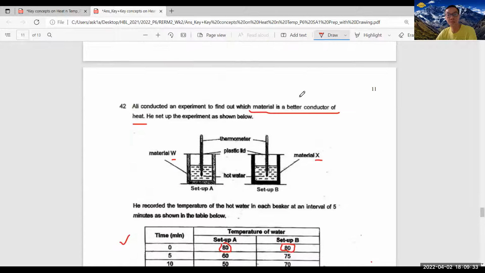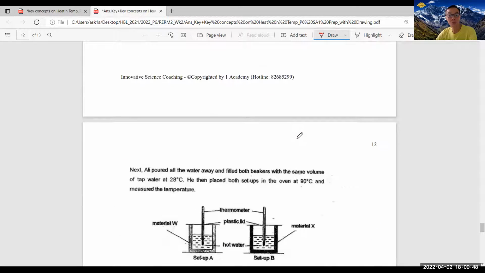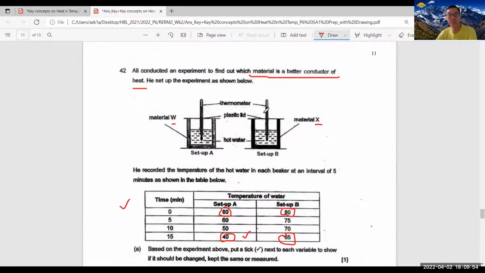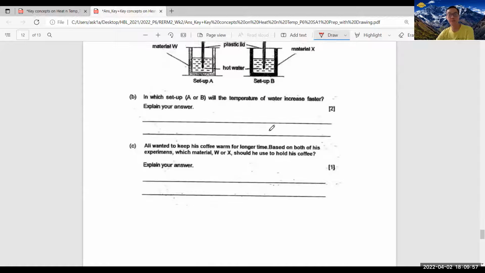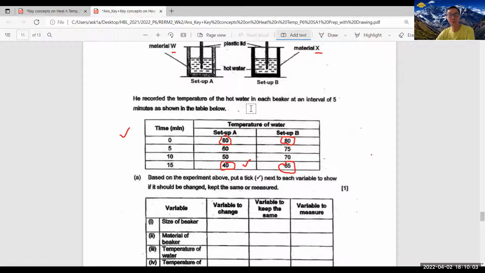They want to investigate which material is a better conductor of heat. So better conductor of heat, remember the concept, lose and gain heat faster. So it's in setup A, right? So setup A corresponds to material W. There's no question asking you which is a better conductor of heat. They just mentioned here, maybe in the next part. So you can actually indicate here, W. Maybe you just put it here to help yourself. So you just put W is a better conductor of heat. Okay, you may need this information later.